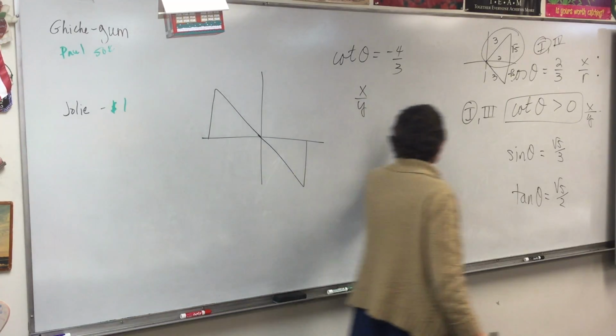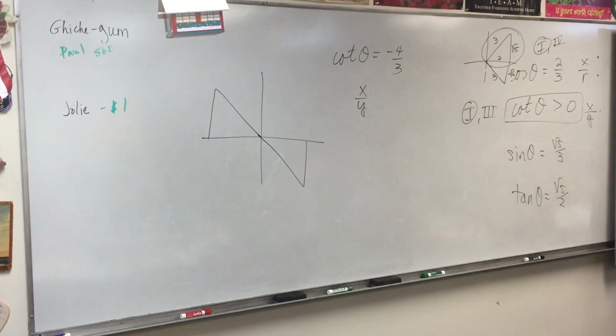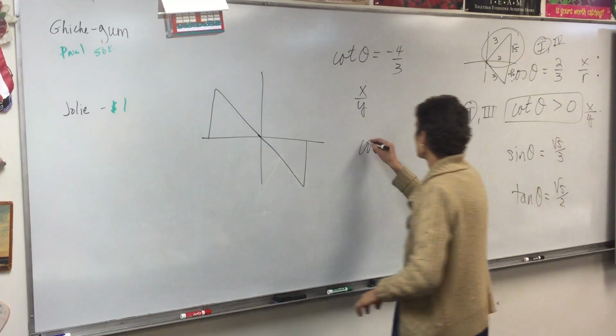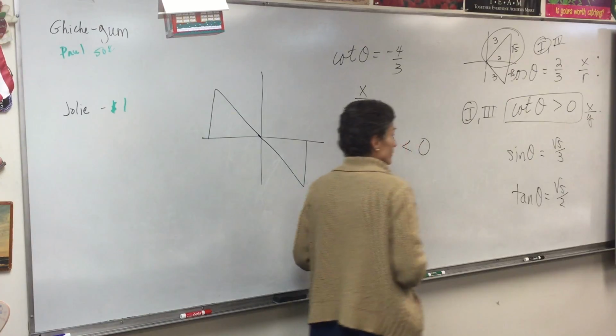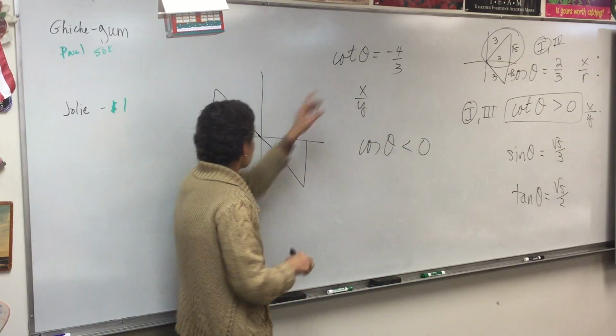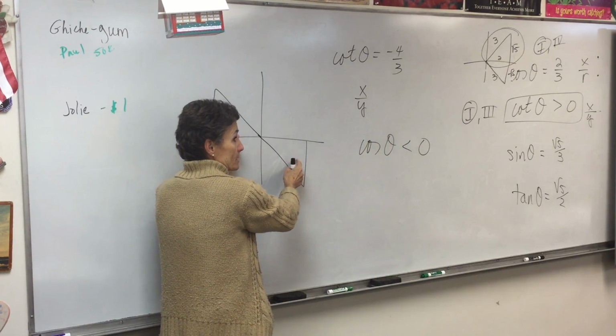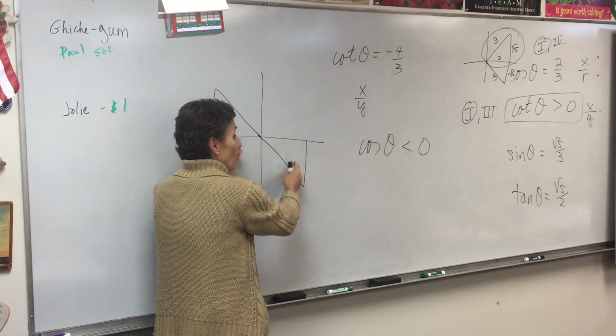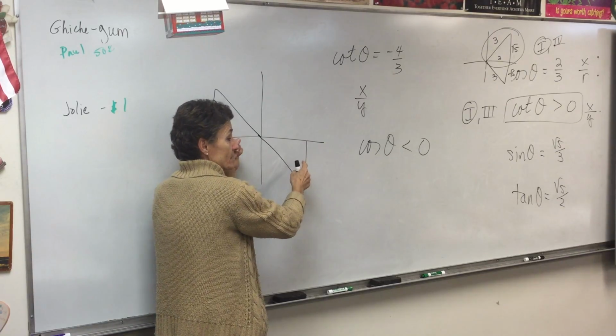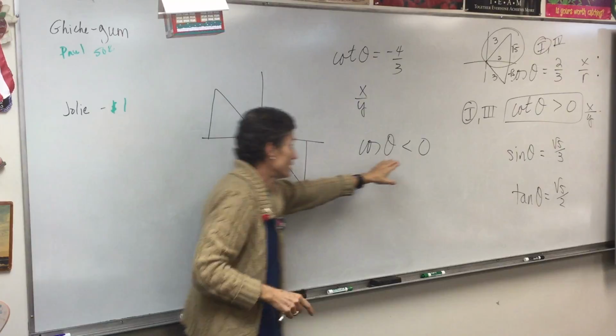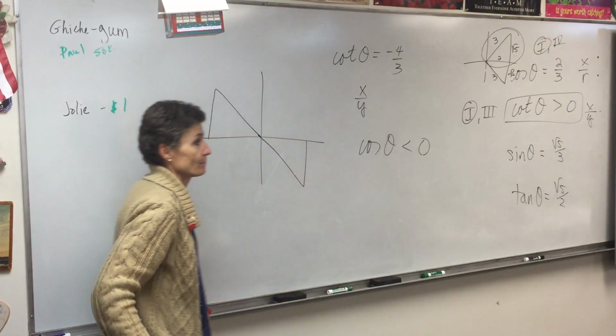Now the other stipulation, okay, so you narrowed it down to 2. The other stipulation says the cosine has to be negative. So this has narrowed us down to these 2 quadrants. Which one of these 2 quadrants has a negative cosine?